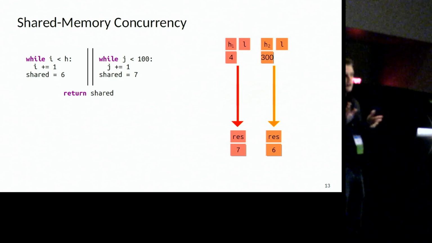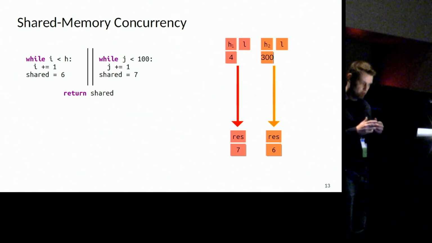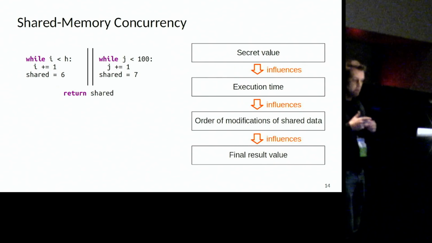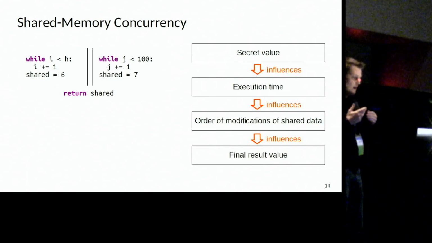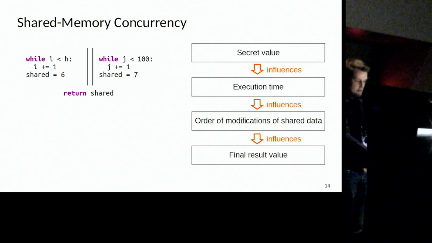And I'm saying likely because this depends on scheduling, right? But clearly we're leaking here something, at least probabilistically. So this is something we want to prevent. And if we zoom in a bit on what the problem is, what's really happening is this. We have a secret value that influences the execution time of a part of a program. That, in turn, influences the order of modifications of shared data, namely the order of the assignments to the shared variable here, and that influences the final result value.